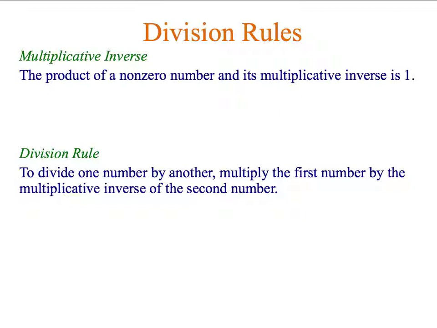A multiplicative inverse is just the inverse of a number. So if you're looking for the multiplicative inverse of 8, it would be 1 over 8. That's because 8 is actually 8 over 1, so you just flip it. If you're looking for the multiplicative inverse of 1/2, you flip it, and the multiplicative inverse is 2 over 1. If you're looking for the inverse of -3, it would be -1/3.